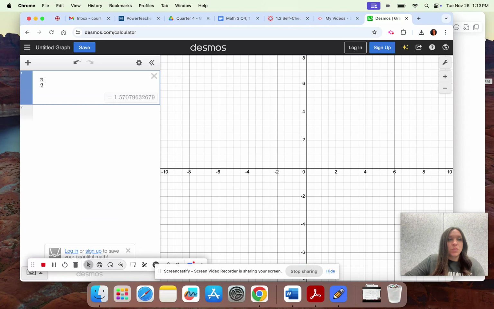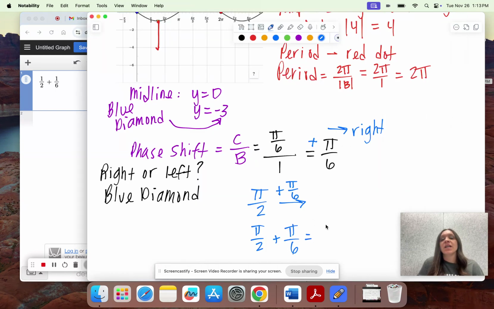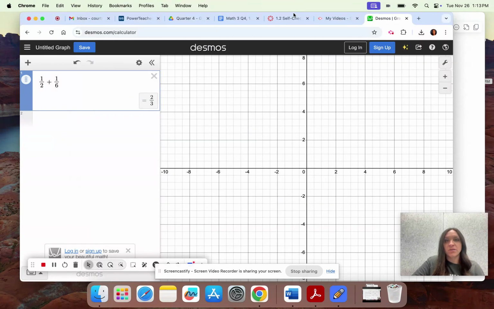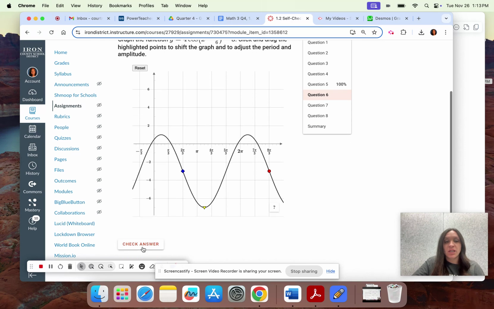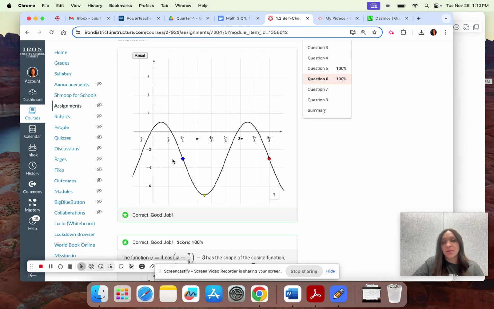The problem is, if you put that in a calculator, it's going to give you a decimal. Boo. You have to take out the pi's. 1/2 plus 1/6 is 2/3, and then you put the pi back into your answer. So it's actually 2 pi thirds is where we want to move our graph to. And it's right there. Okay, so we moved it over pi/6. And if you want to go to Desmos and check your answer, you can by hovering on these points and making sure those are in your graph.